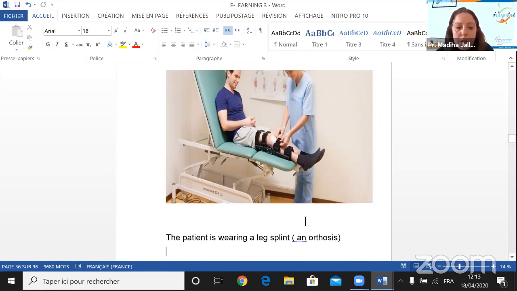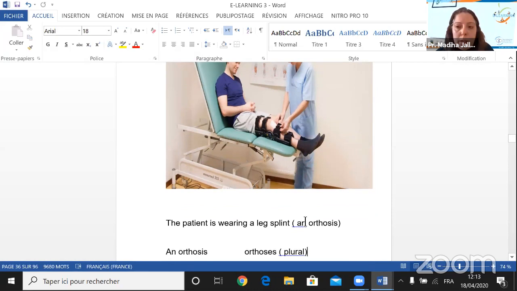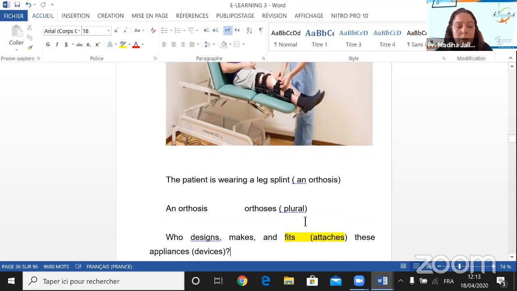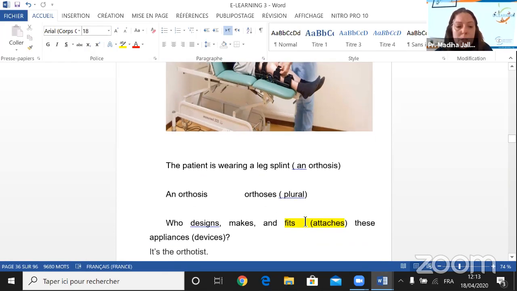Okay, so the patient here is wearing a leg splint. The worker is fixing this leg splint, and this leg splint is an orthosis. It's called an orthosis because you have many orthoses, not just the splint. You can have, for example, the neck brace. The neck brace is an orthosis, and the leg splint is an orthosis. This is written there, the orthosis, and the plural is orthoses.